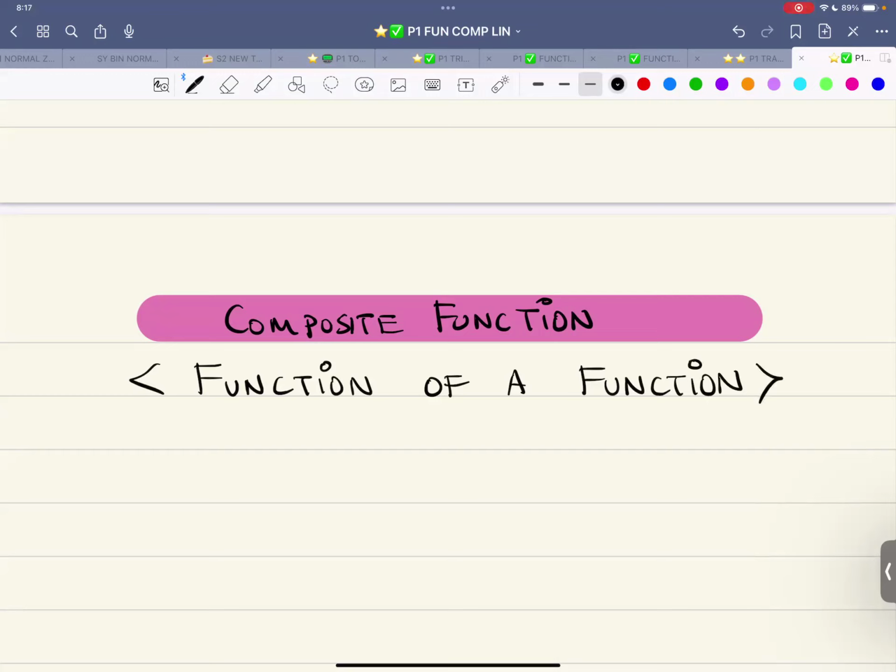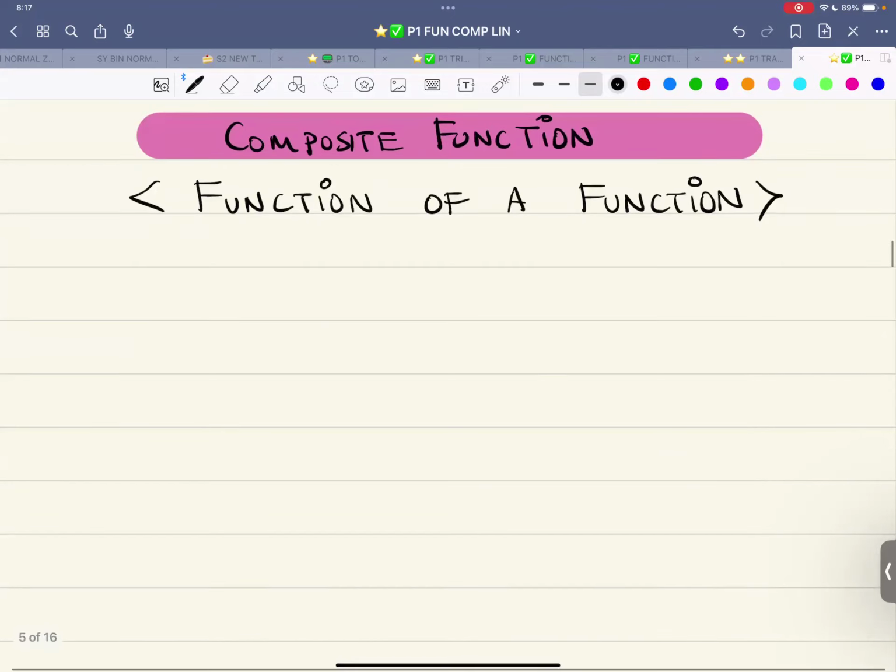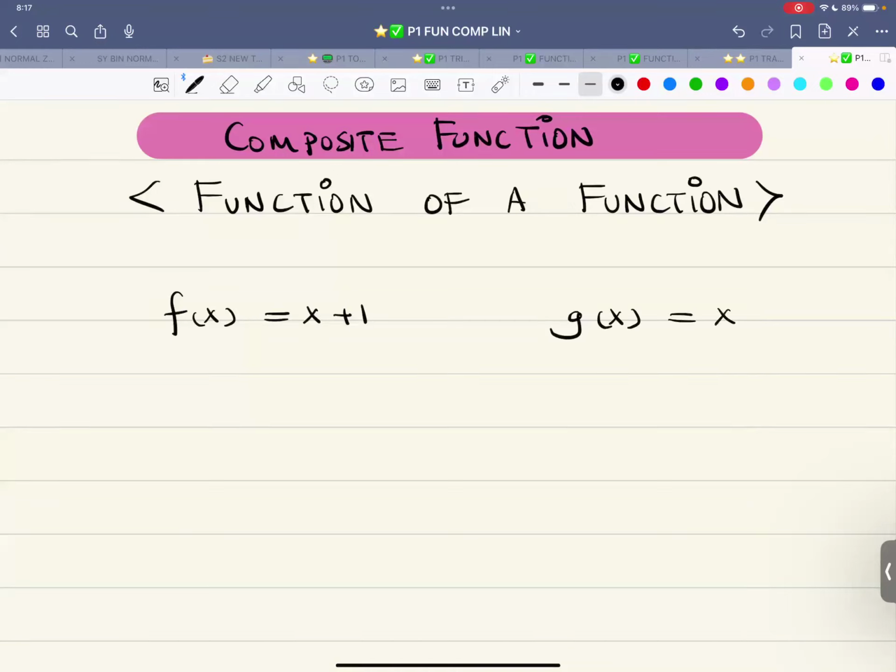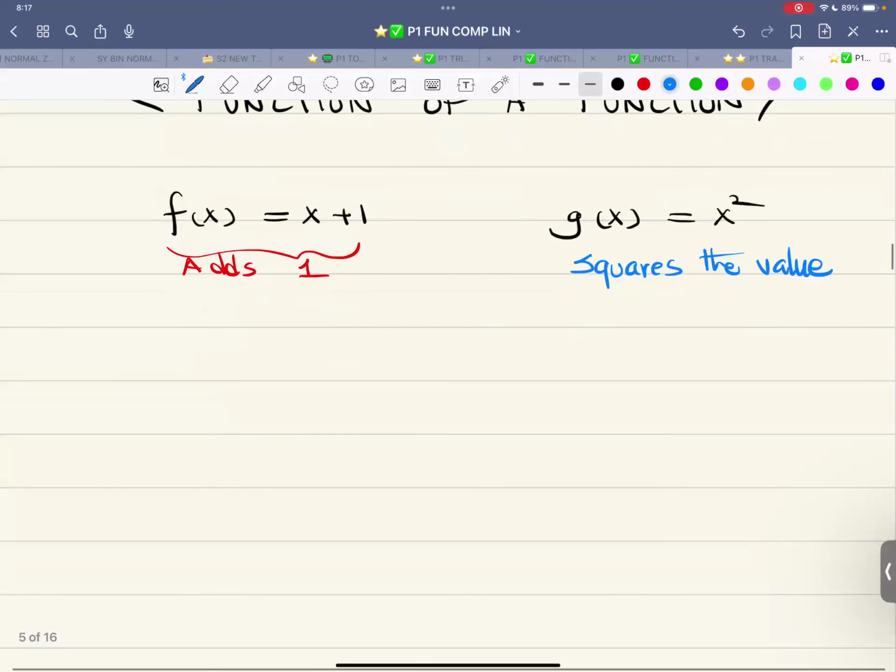So now let's get started with a basic function. Let me write f(x) is x plus 1, and let me write g(x), which is x squared. What is the function of this function? It adds 1. What is the function of this function? It squares the value of x, squares the value. That is the function. Now let me choose a starting value.